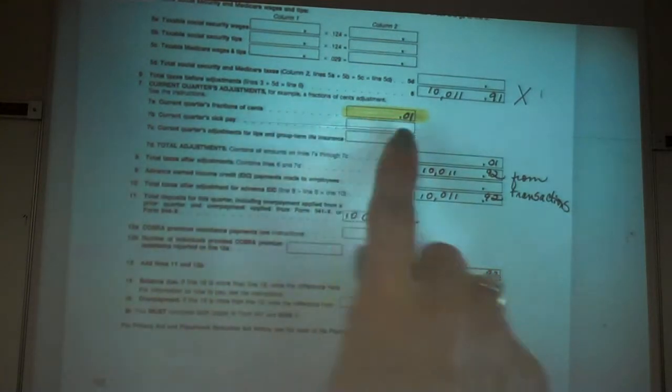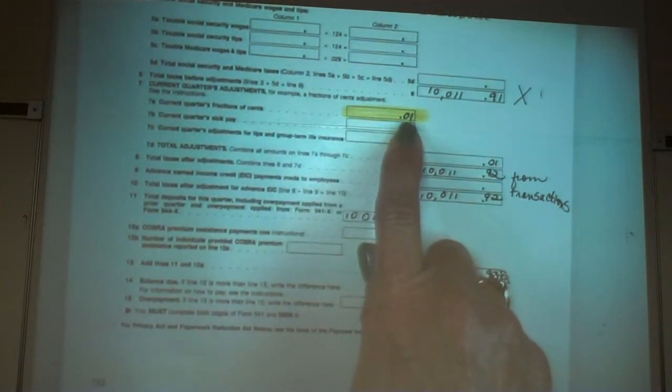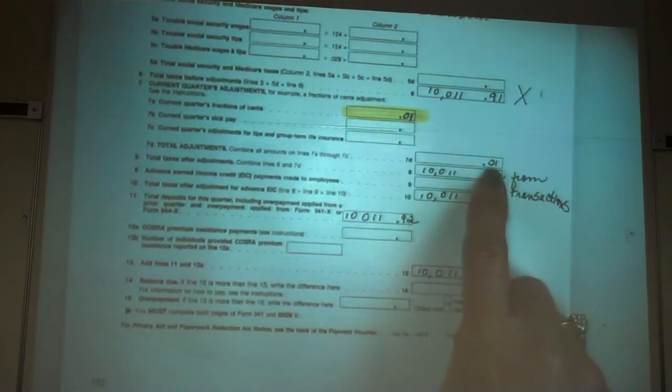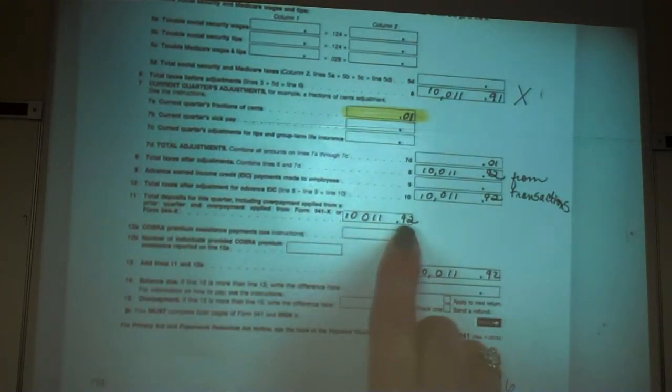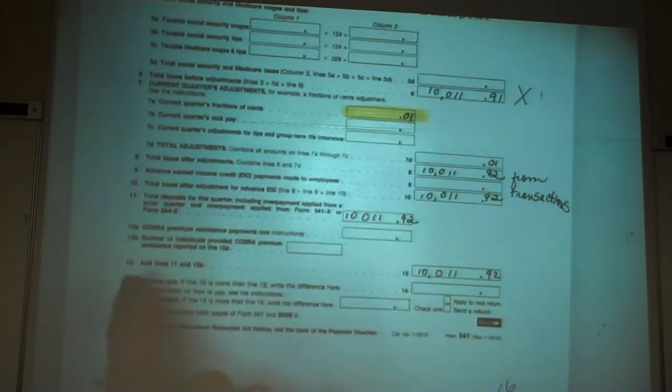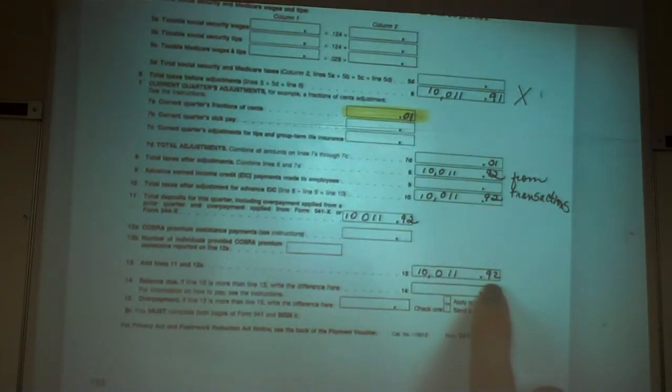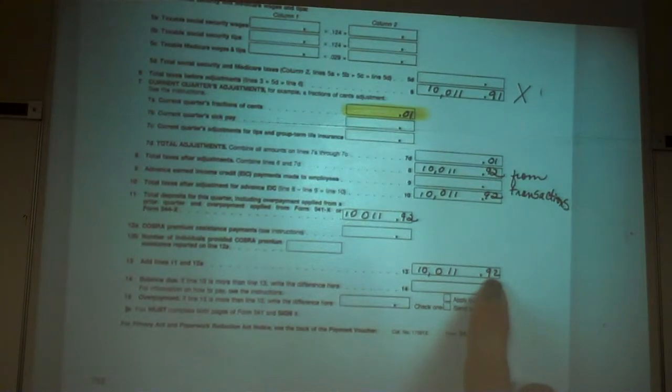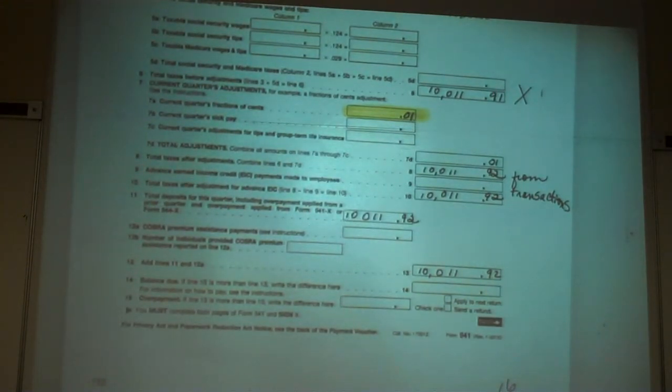So current quarter's fraction of cents that we're off on 7A, if you'll put .01, this is why when we do taxes, we don't usually include the cents. We have to show total adjustment here for 1 cent. And then total deposits for the quarter. We actually made more deposits than what they're saying that we had to make, didn't we? I'd always rather have it that way than even to be short a penny. And then we're going to add those lines up, add lines 11 and 12A. And this is the amount that we have made our deposit for. That's our 3 months for the end of the quarter.